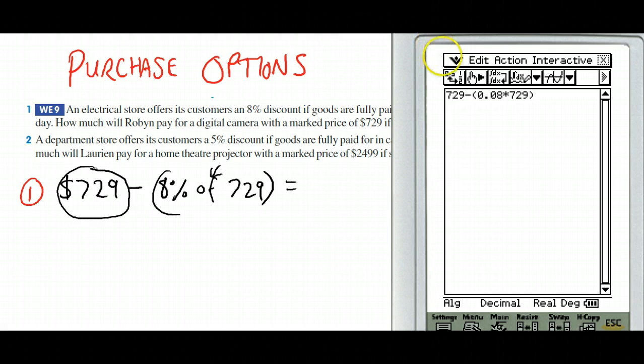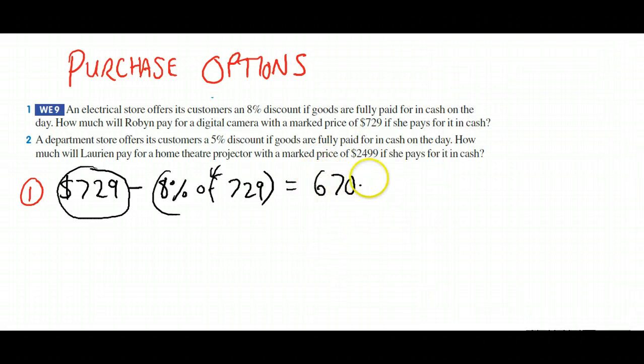And notice that I've put the discount into brackets, so it will calculate that as one thing. 729 minus the discount equals 670.68. That's going to be the price of the camera if she pays in cash. Alright, question 2.